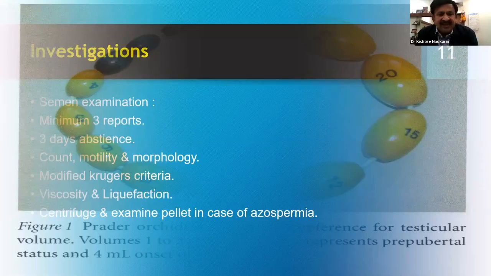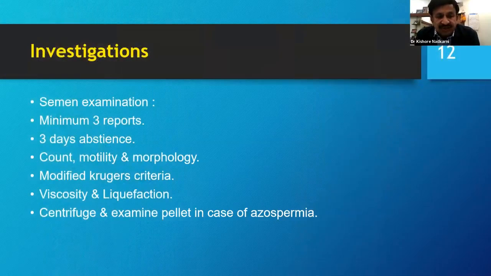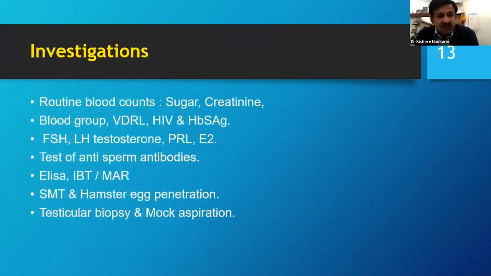And in the investigations, at least 3 reports of semen with an abstinence of 2 to 3 days: count, motility, morphology according to the strict Kruger's criteria, viscosity, liquefaction, and we centrifuge and examine the pellet in case of azoospermia. Investigations: we do routine blood counts. We always do sugar and creatinine. We are able to detect a lot of borderline kidney decompensations as well as diabetics.